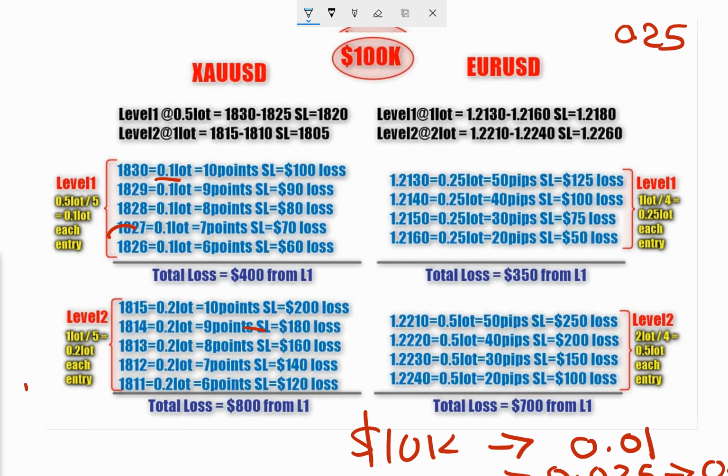If it's an account of $1,000, then here the margin is less. So not just 100,000. If there is an account of $1,000, then here we'll trade fewer pairs, and lot size is also going to be adjusted accordingly because the margin is less.